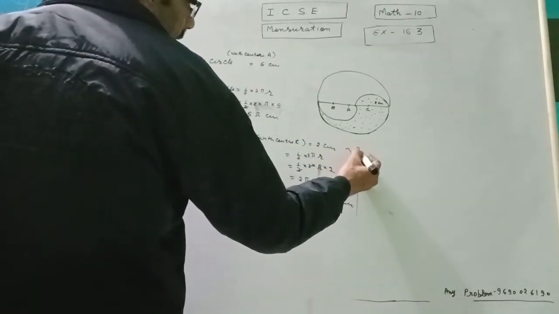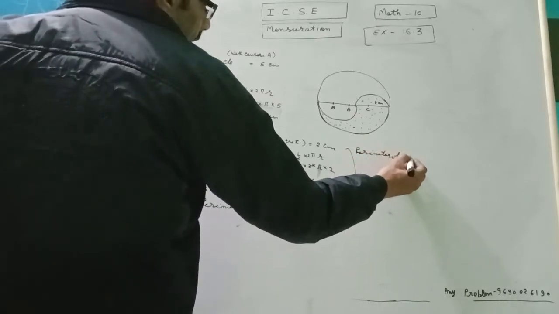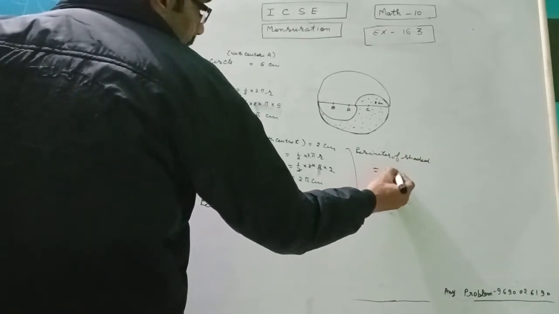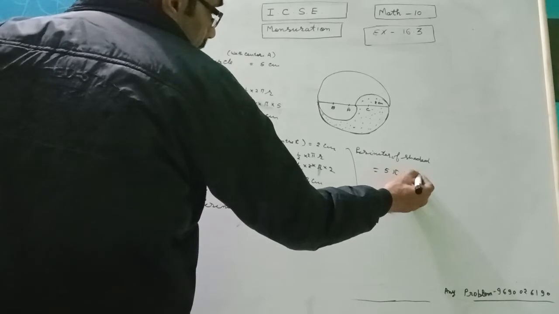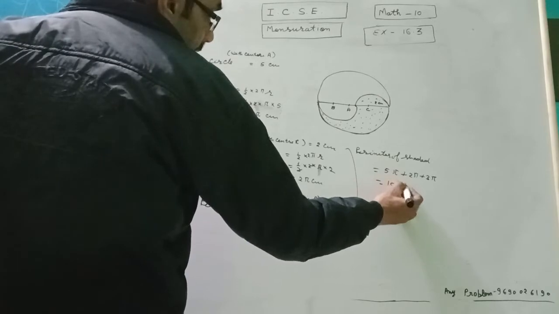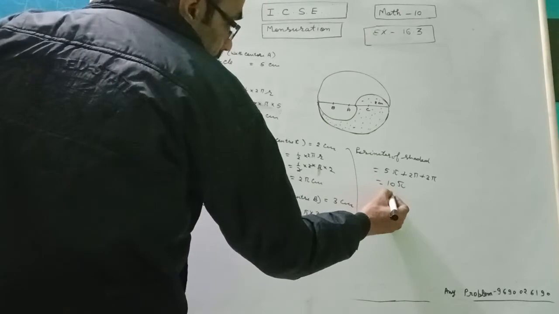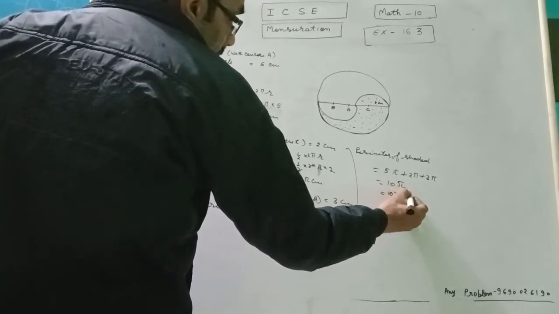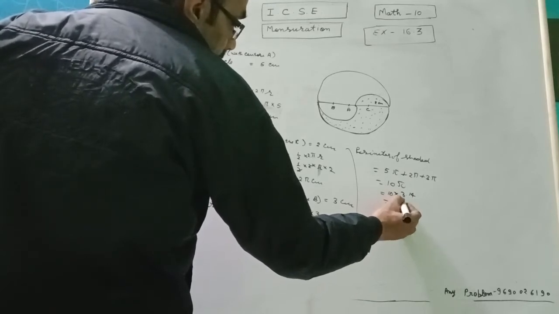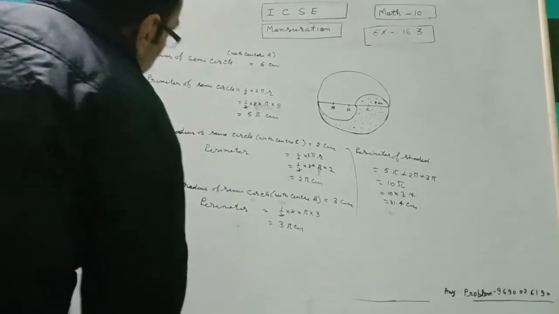Perimeter of shaded part is 5 pi plus 2 pi plus 3 pi. After adding, it is 10 pi. Pi value is 3.14. 10 into 3.14. After multiplying, 31.4 centimeter is the perimeter of the shaded part.